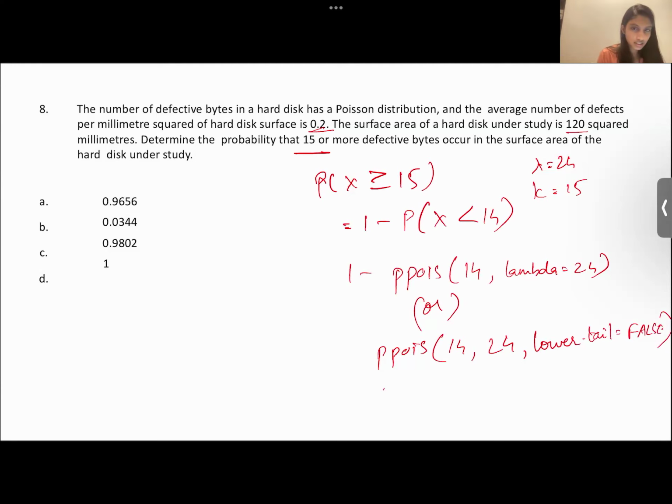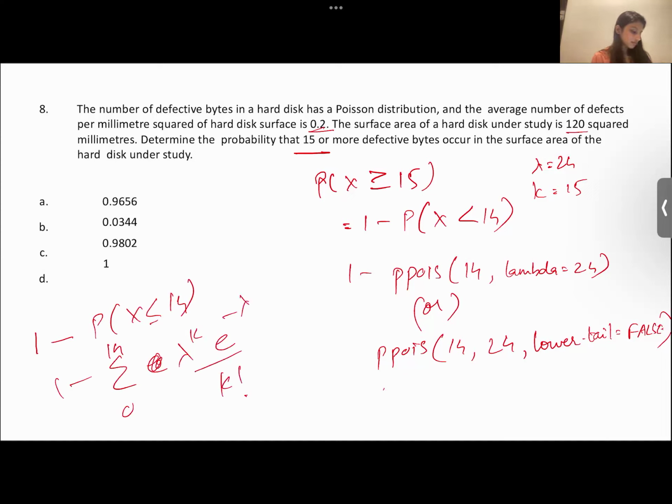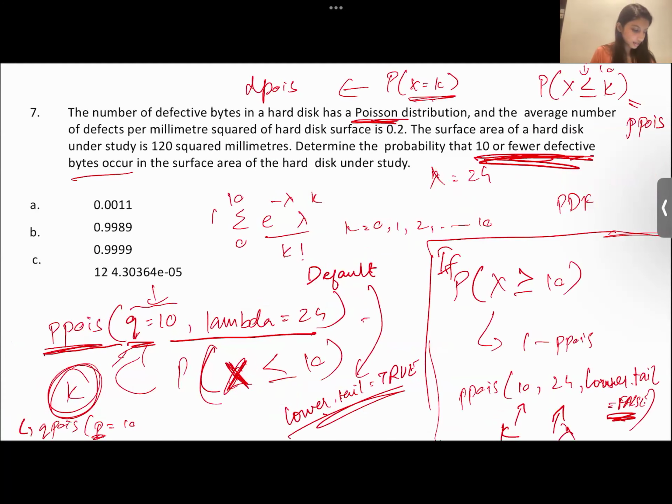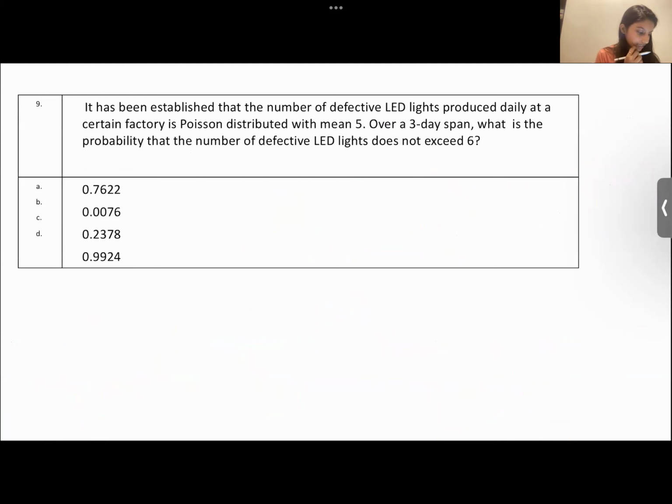And mathematically, it's just 1 minus P of X less than or equal to 14, so 1 minus summation of 0 to 14 of lambda power k e power minus lambda by k factorial. So yeah, mathematically and with R. If you look at all these 3 questions, they basically apply the same distribution, but you just have different things to find, like X is equal to k, X less than k, X greater than k. So you just have to be careful about the question.